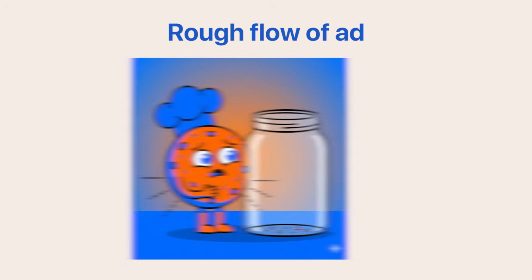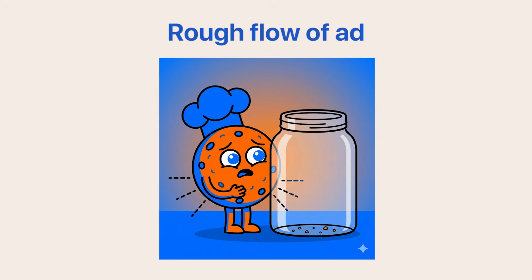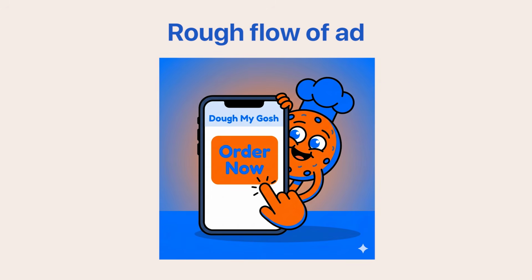And so the rough flow of the ad is going to be basically a cookie mascot sees an empty cookie jar, feels sad, wants to have cookies straight away, so orders it on the Dough My Gosh app, hits the order now button.